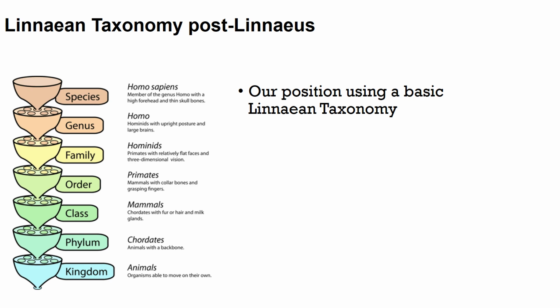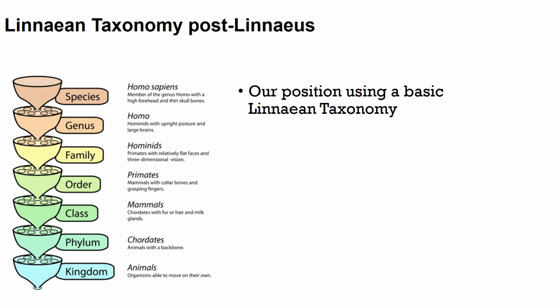Our position using the basic Linnaean taxonomy is that we are animals with a backbone, so chordates. We're mammals because we have fur or hair and milk glands. We're primates, and here it says mammals with collarbones and grasping fingers. We'll go into that in a little more depth. What do we mean here? And we've already talked about that a little in class. And then we're hominids, or primates with relatively flat faces and three-dimensional vision. Within that, we have our genus Homo, which are hominids with upright posture and larger brains. We'll be getting into that in more detail in coming weeks. And then, of course, our species is Homo sapiens. So this is our position using that basic Linnaean taxonomy.